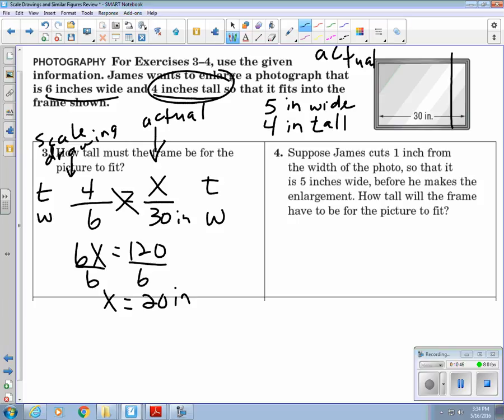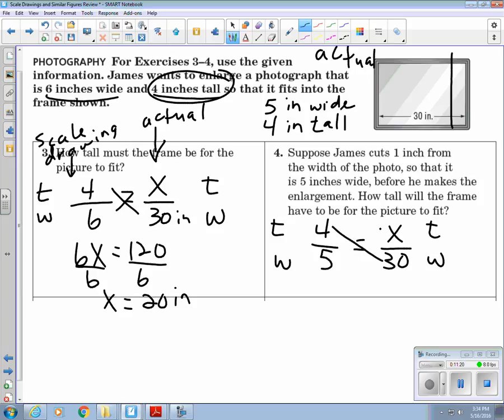So now it's asking how tall will the frame have to be for the picture to fit? So if we had to change the dimensions of the frame, what would it now be? Well, since they're asking for the height of the frame, that's the tall part. The measurement I know from the actual frame is 30 inches, and that's the width. So for my ratio for the picture, I have to make sure that I have tall in the top and width in the bottom. Well, it's still 4 inches tall, but now the width is only 5.